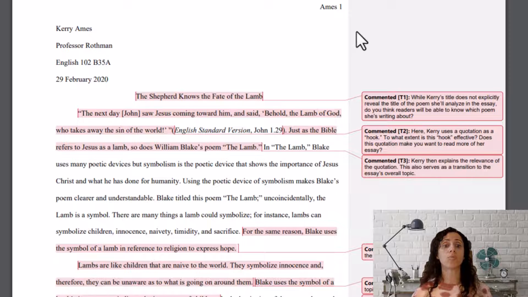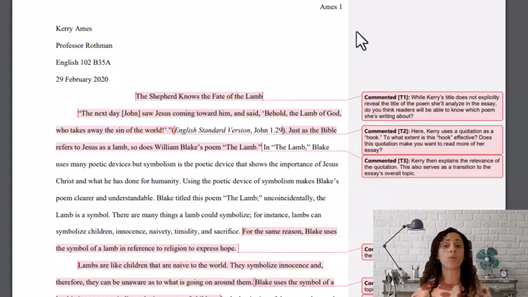The next day, John saw Jesus coming toward him and said, "Behold the Lamb of God who takes away the sin of the world." English Standard Version, the book of John, chapter 1, verse 29. Just as the Bible refers to Jesus as a lamb, so does William Blake's poem, The Lamb. In The Lamb, Blake uses many poetic devices, but symbolism is the poetic device that shows the importance of Jesus Christ and what he has done for humanity.